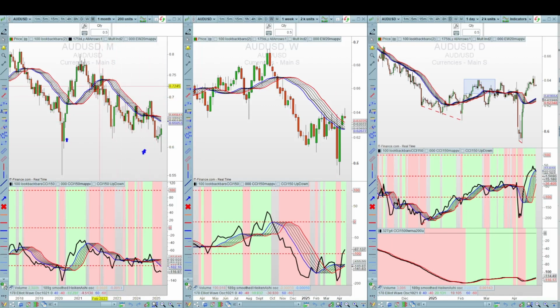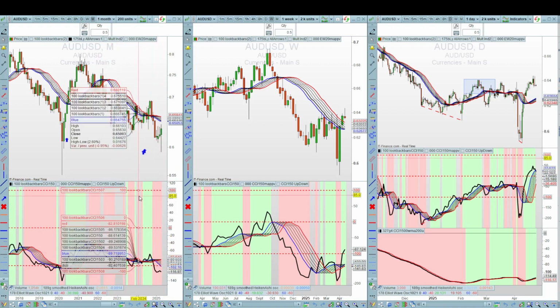So we always start with the long-term trends, and on the monthly here we can see the prices below the moving averages, still showing a bearish momentum. Likewise, the CCI, after fluctuating in pretty much a flat or consolidation stage during the last few years, has actually broken quite strongly to the downside, so very bearish at the moment on the monthly.